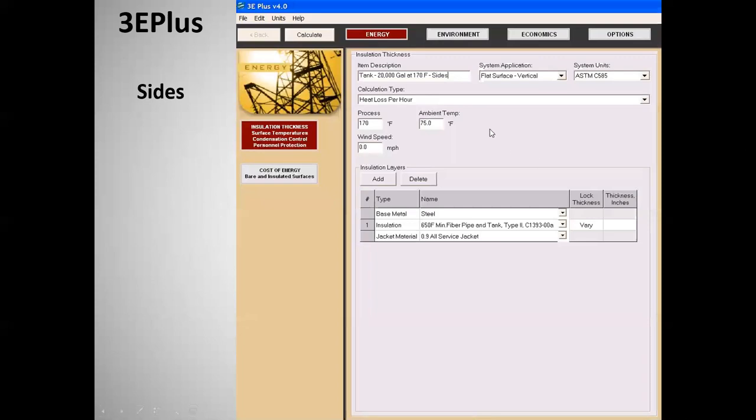So here it's all pretty much the same. We just have a different geometry. So flat surface vertical, so this would be for the sides. Process temperature 170, ambient 75, wind speed, etc. And here, I don't think I mentioned this before, here's the jacket material. You've got a pull down here that's got all of the different jacket materials.